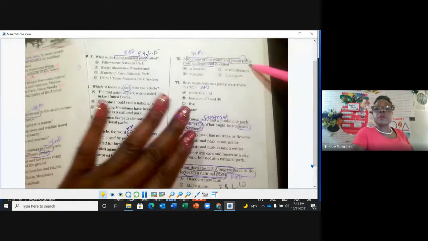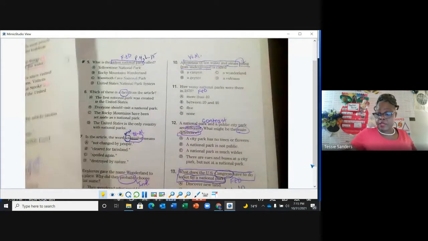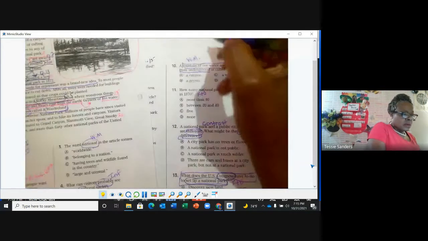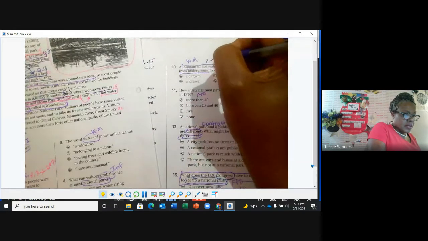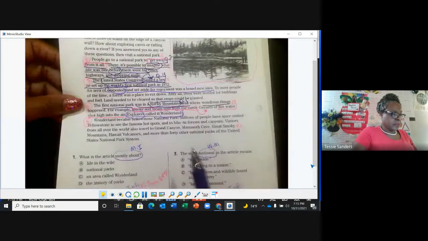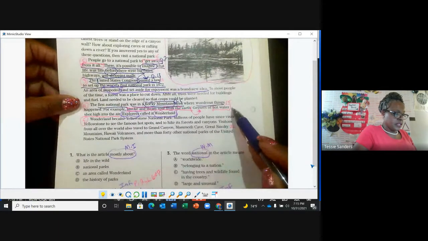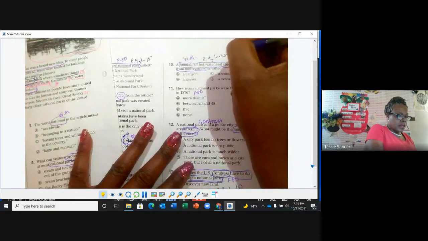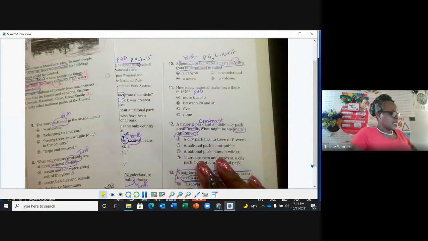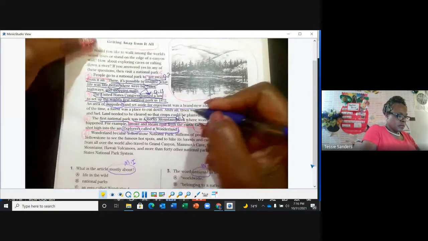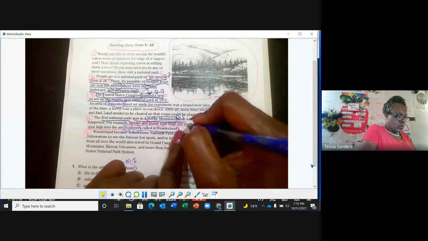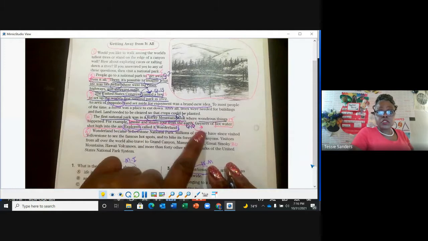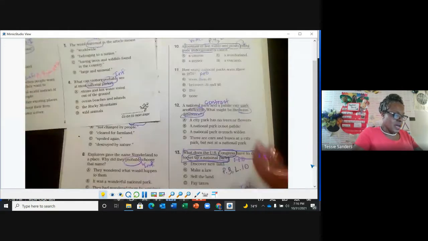Oh, number 10. So where can we find number 10? Paragraph what? 4. Capital P period 4, comma, capital L. What line? 16 and 17. And this is Q10. So you want that near here. See, question 10. All right, let's keep reading.